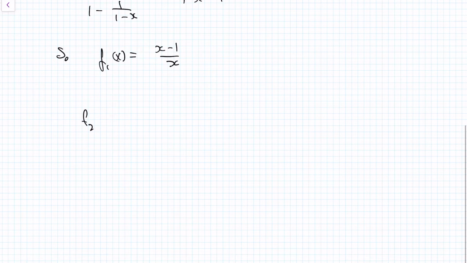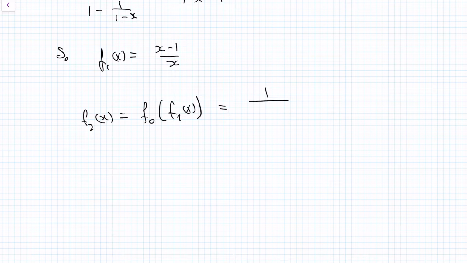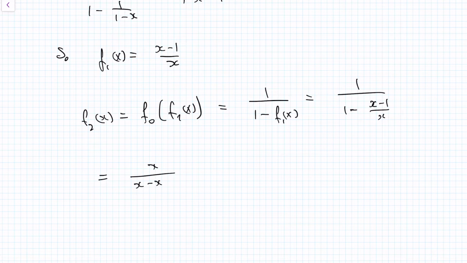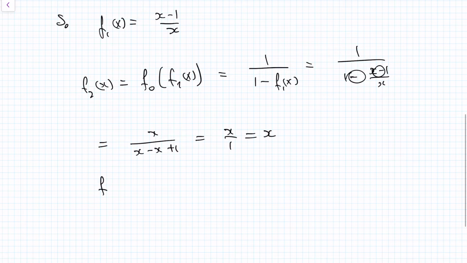Now f₂(x), following the relation, will be f₀(f₁(x)), which is equal to 1 over 1 minus f₁(x), which is equal to 1 over 1 minus, well, f₁(x) is simply (x minus 1) over x. That gives us x over x minus 1. That should be plus 1, right? Because we're multiplying minus by minus. So we have x over 1, which is equal to x. So in other words, f₂(x) turns out to be x itself, right?